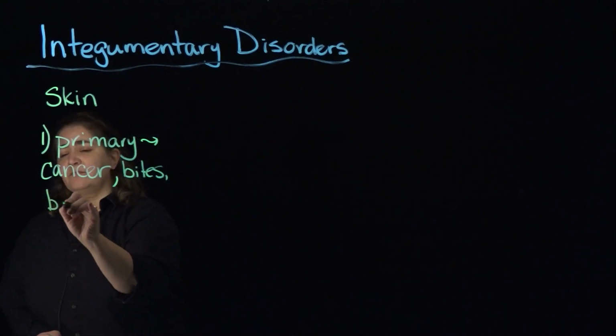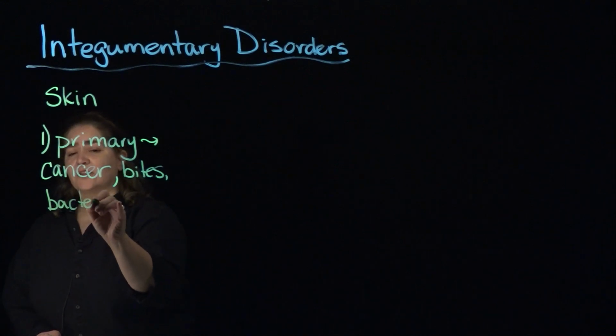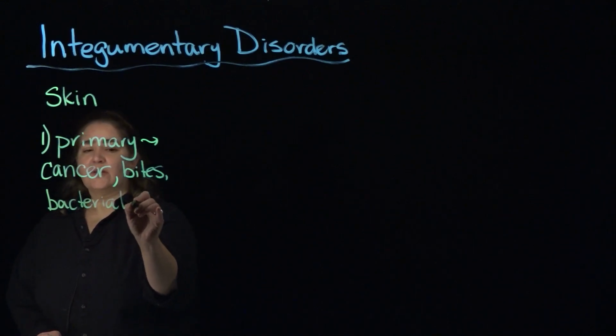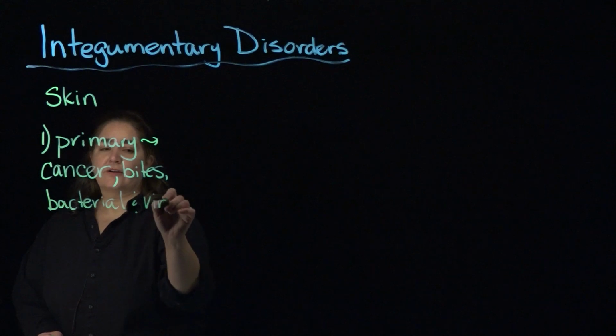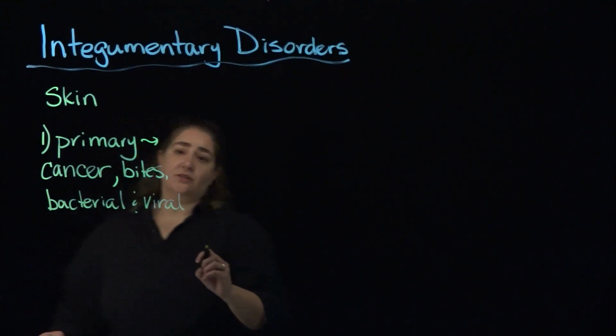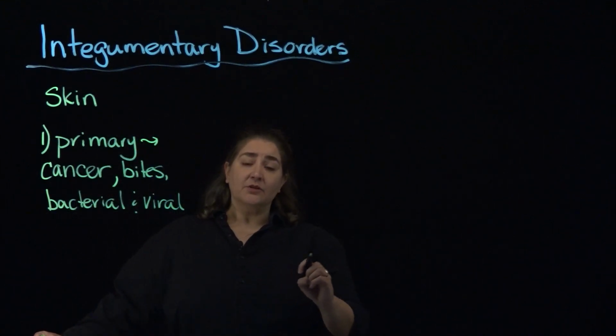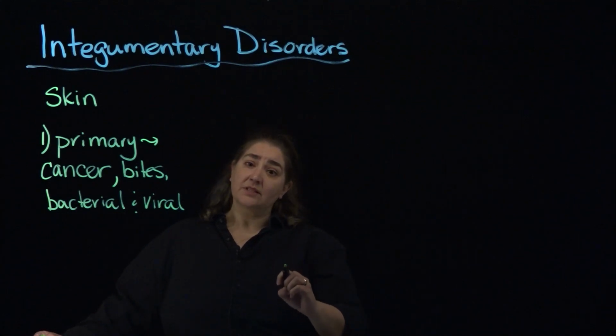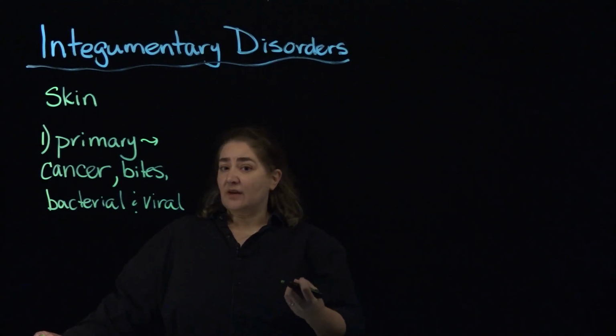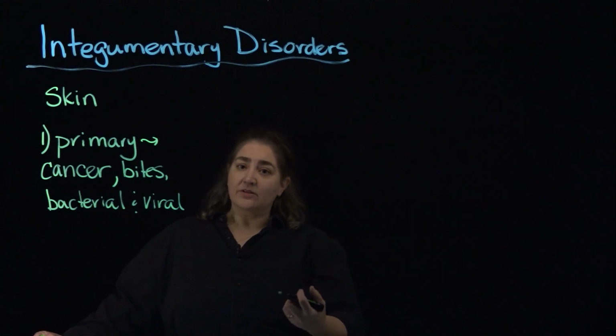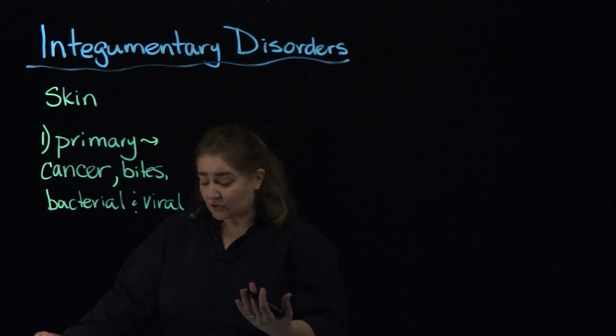The two biggest that we'll actually cover are going to be bacterial and viral infections. Typically when we're talking about a primary lesion associated with the skin, it's going to be something bacterial that gets into the layers of the epidermis and starts causing problems, or it'll be a viral infection. Those are going to be the two most common.